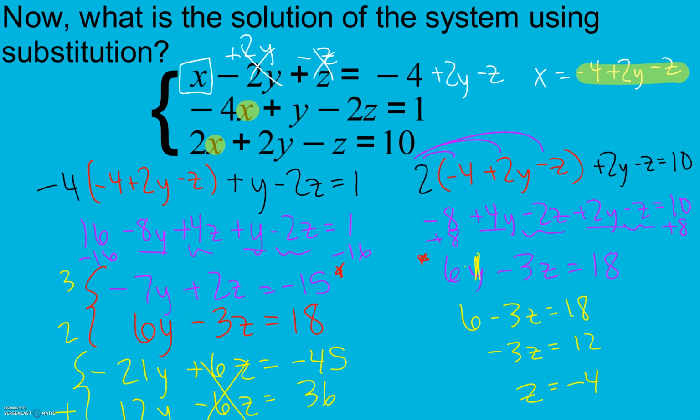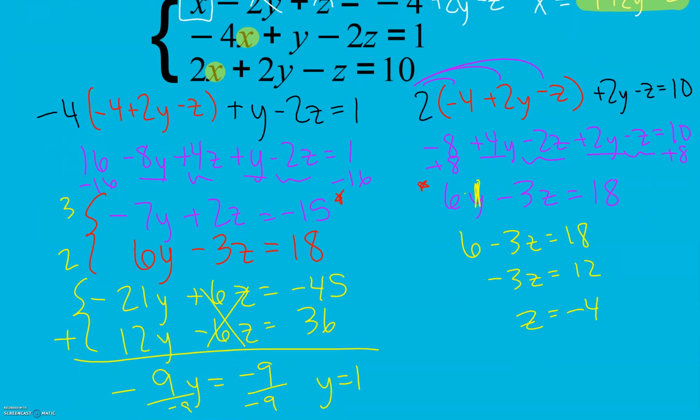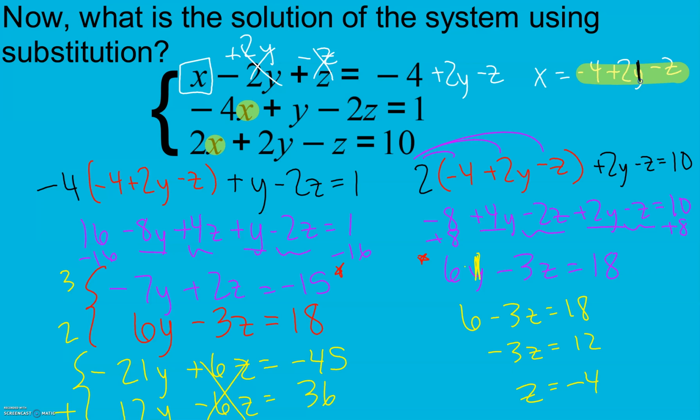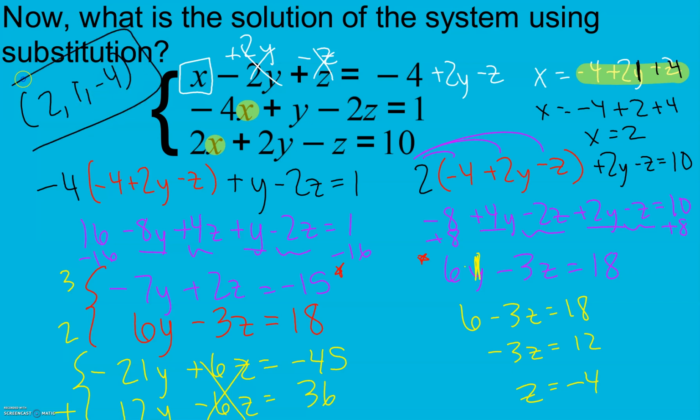I know what my values are here for y, which is 1, and z is negative 4. Minus a negative gives me a plus. So x equals negative 4 plus 2 times 1 plus 4, so x is going to be 2. We write our ordered pair again, x, y, z: 2, 1, negative 4. And that is my solution. Again, we can check that by plugging in to every equation and making sure all of them give us true statements.